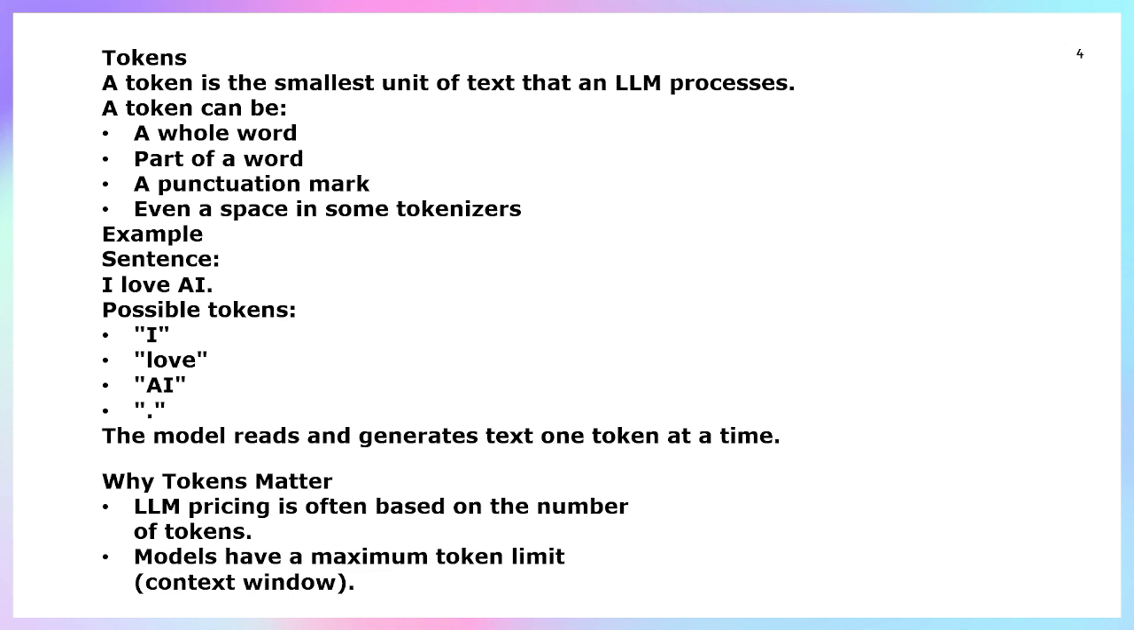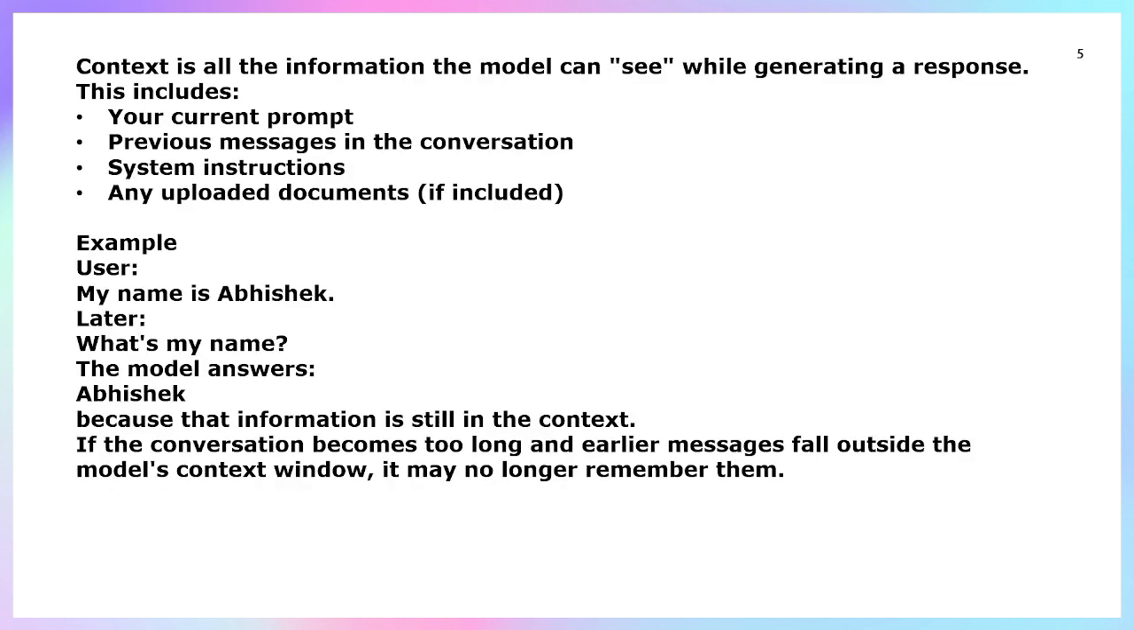The maximum token limit means the context window. We will discuss the context window here as well. So what is the context window? The context window is all the information that the model can see while generating a response, right? This includes your current prompt, right? Previous messages in the conversation, right? And the system instruction, any uploaded document if included, right? So the context window is the complete context of a response, right?